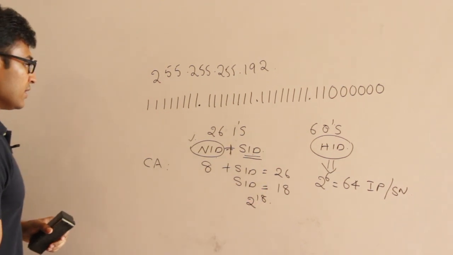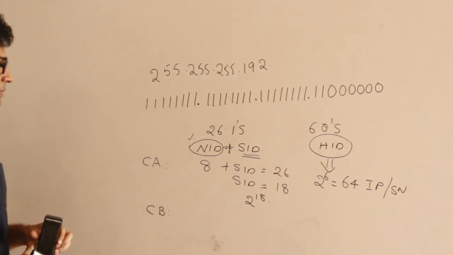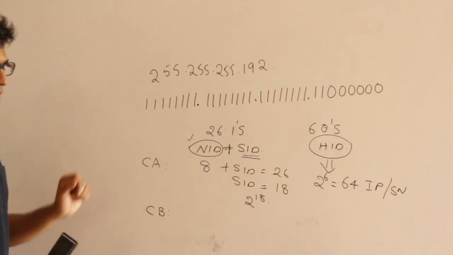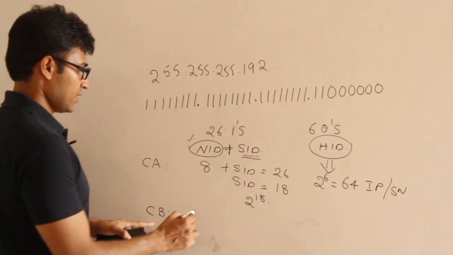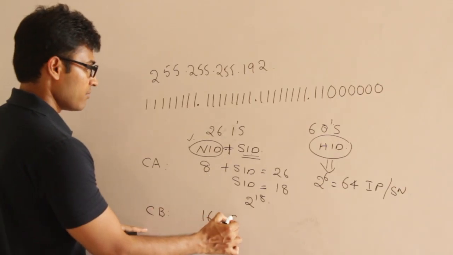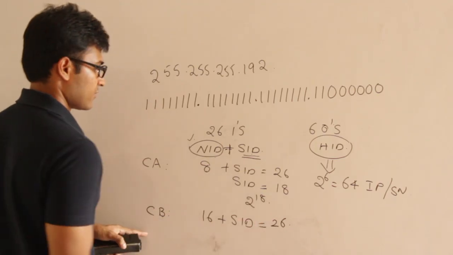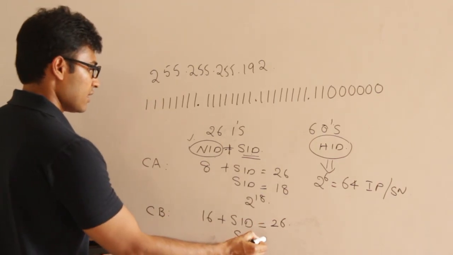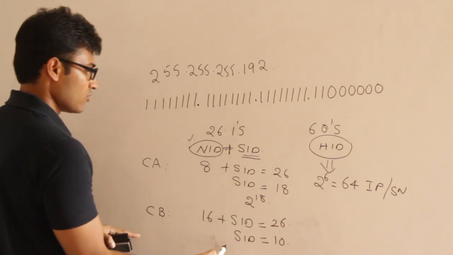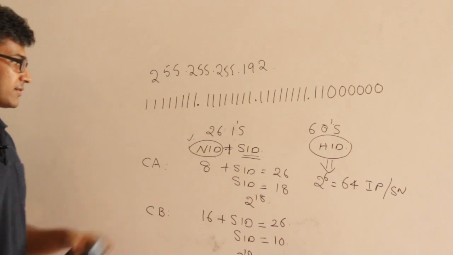Let us say it is said that the network which has been subnetted is a network of type class B. In that case class B contains network ID of 16 bits plus subnet ID part equal to 26. In this case subnet ID is equal to 10 bits. Therefore number of subnets possible is 2 power 10 in this case, right?